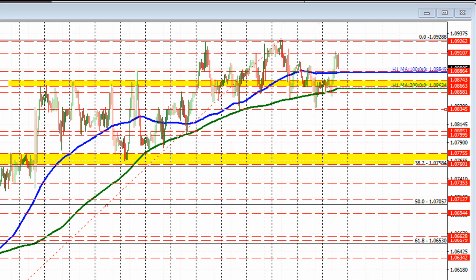So where are we now? We're back above the 100-hour moving average. That's the blue line in the chart. That currently comes in at 1.08849, and as long as the price can stay above that level, that's more bullish to the upside.